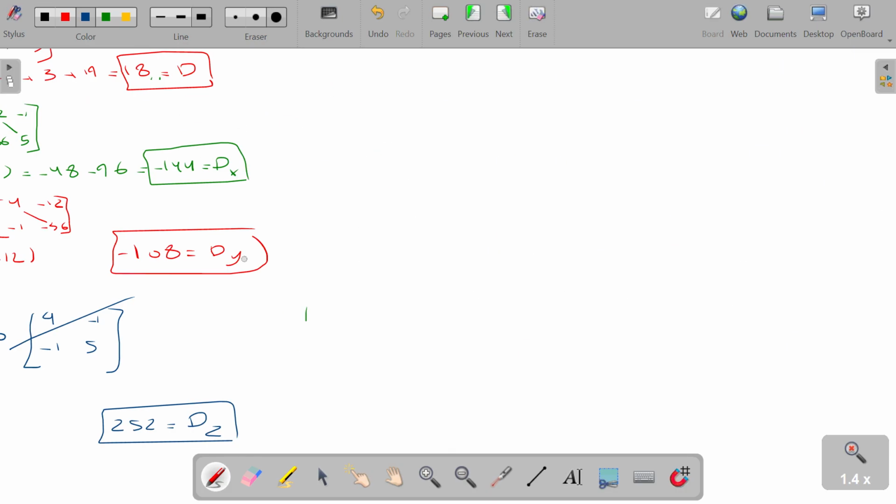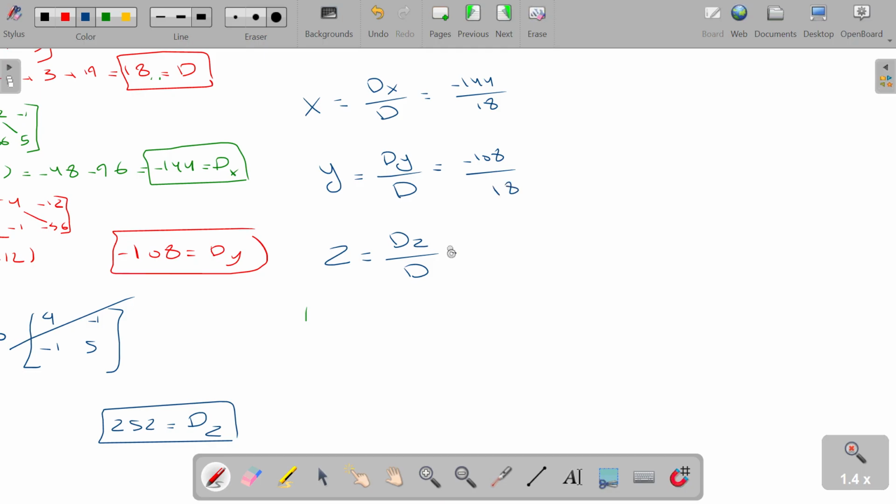Okay, now that we have dx, dy, and dz, we are ready to find our x, y, and z. X will be dx divided by d. Y is dy divided by d, and z is dz divided by d. So this will be negative 144 divided by 18, negative 108 divided by 18, and 252 divided by 18. This one will be equal to negative 8. This one will be equal to negative 6. And last one will be equal to 14. So this is our x, y, and z.